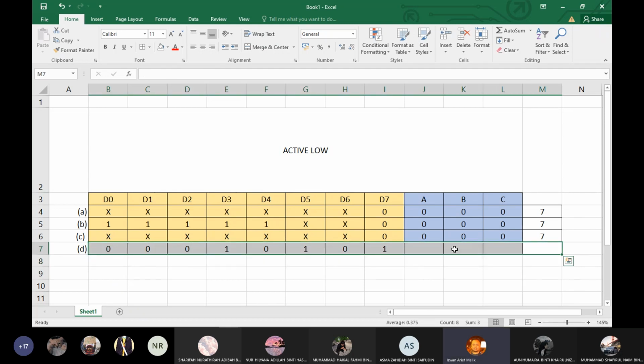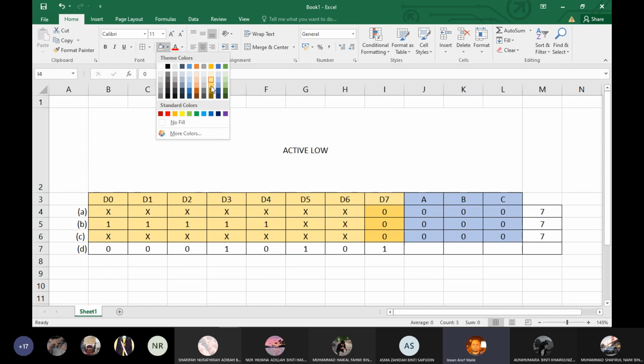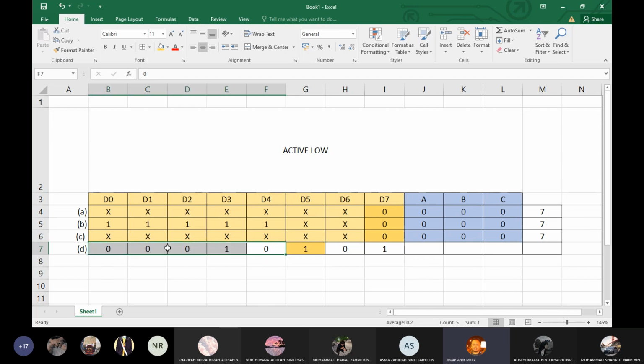Dan remember dia adalah active low. Okay, so kita tengok sekarang the highest priority yang high adalah kosong, D6. Okay, so yang highest priority ni saya color lain lah supaya you know which one. So this will become the highest priority. So kosong ni automatically will be ignored lah. Dan yang bawah ni walaupun ada kosong-kosong lagi, semua ni akan jadi unknown.